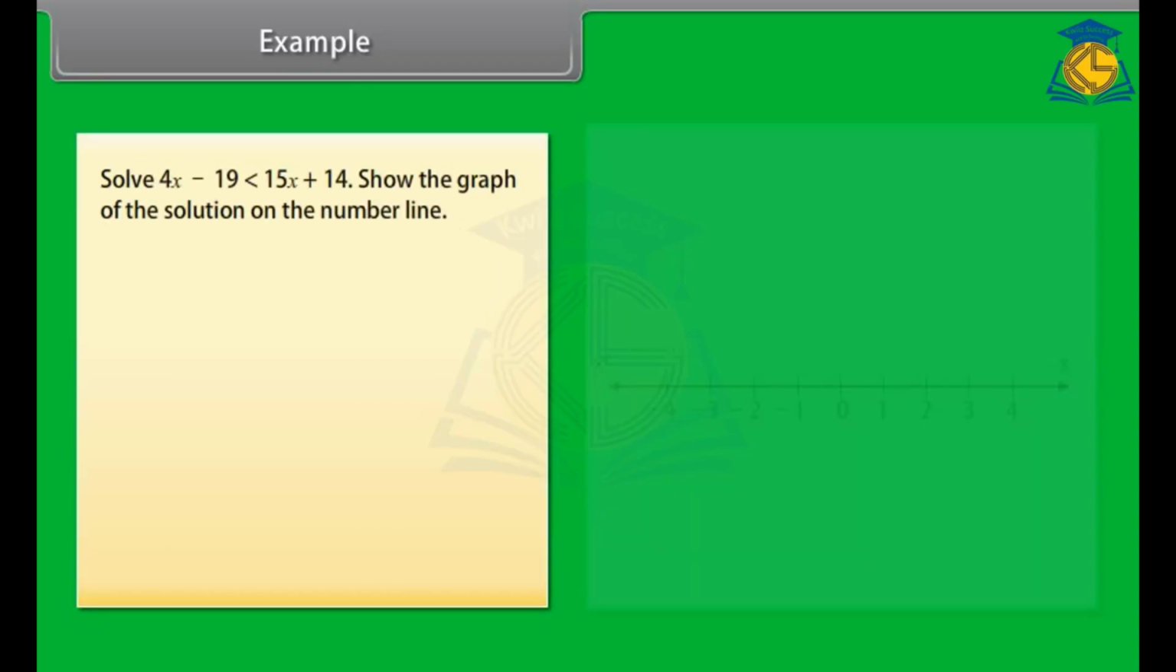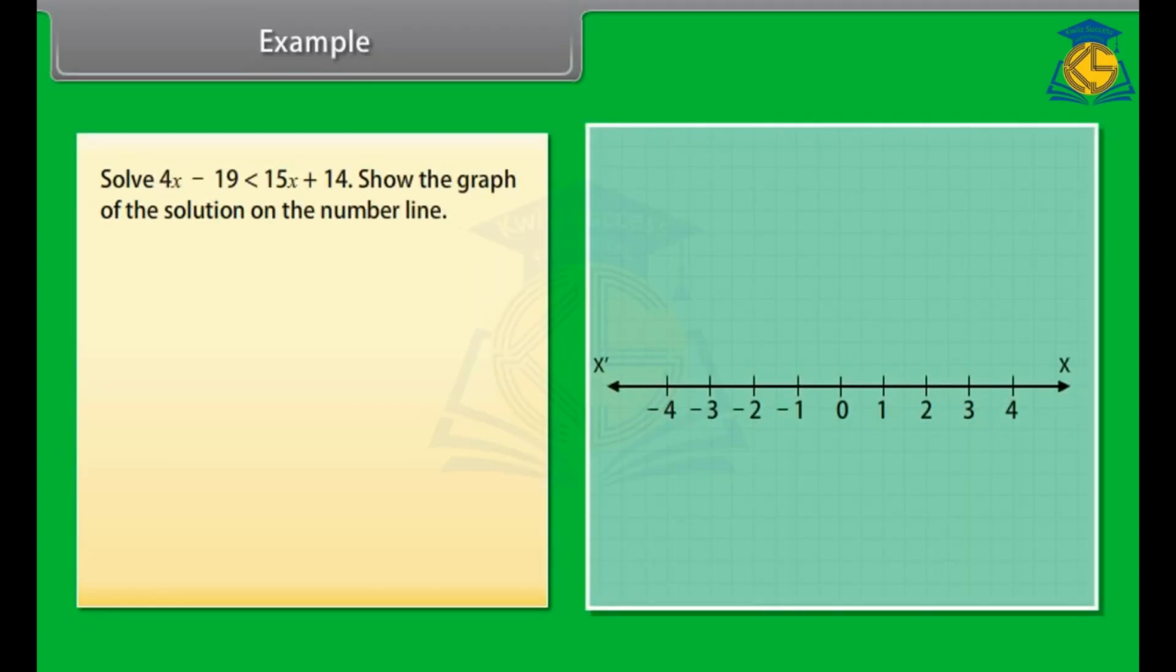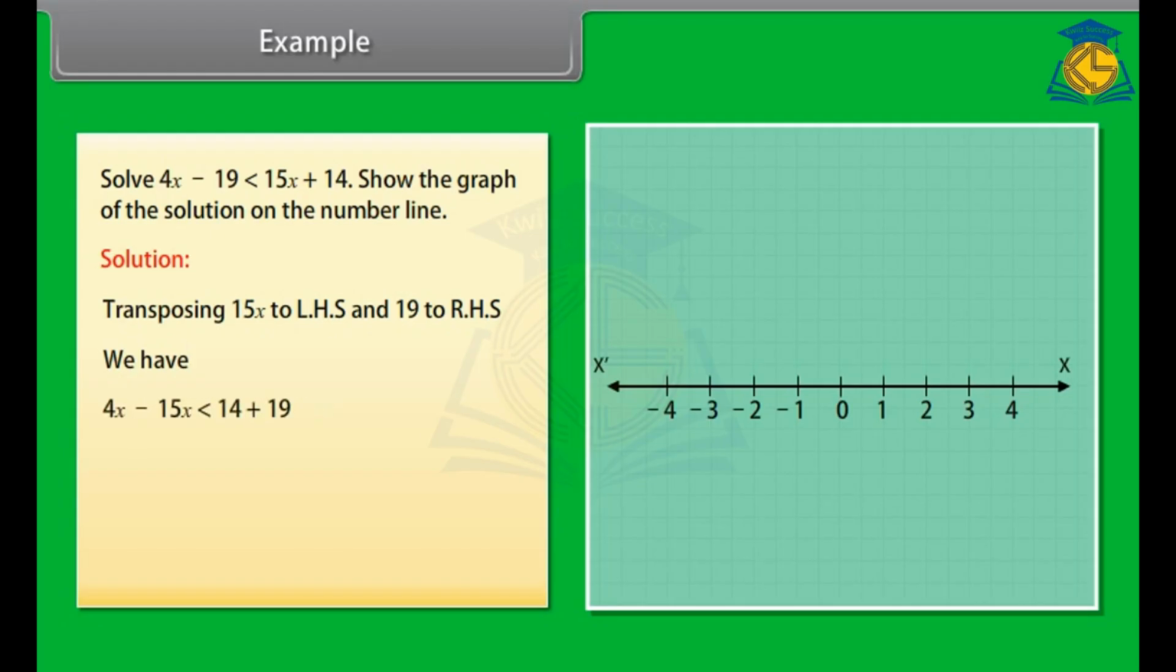Example. Solve 4x - 19 < 15x + 14. Show the graph of the solution on the number line. Solution. Transposing 15x to LHS and 19 to RHS, we have 4x - 15x < 14 + 19, or -11x < 33. -x < 3. x > -3. This inequality is shown on a number line.